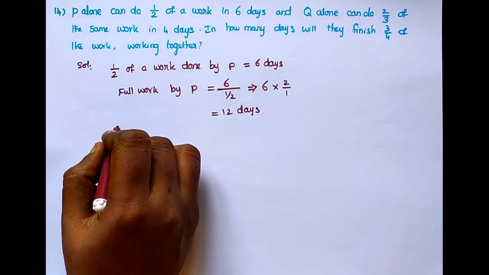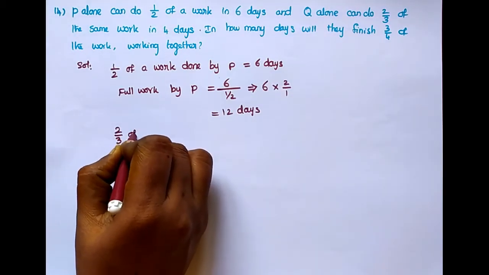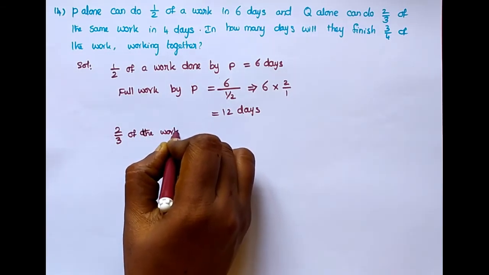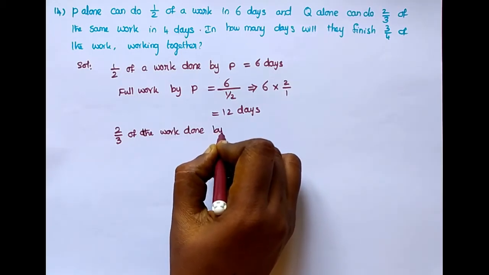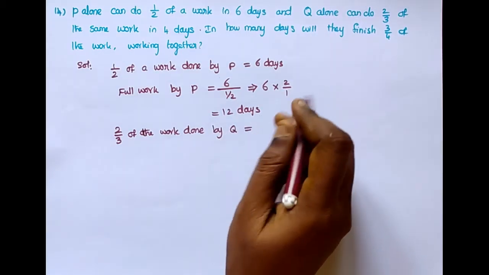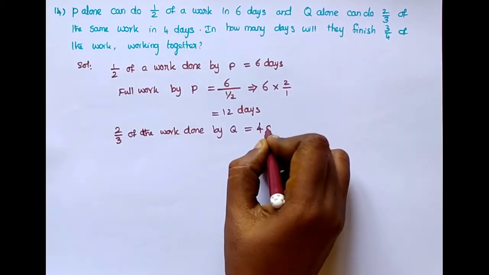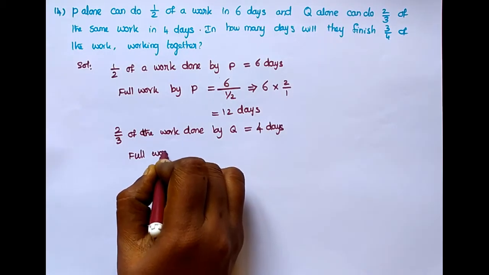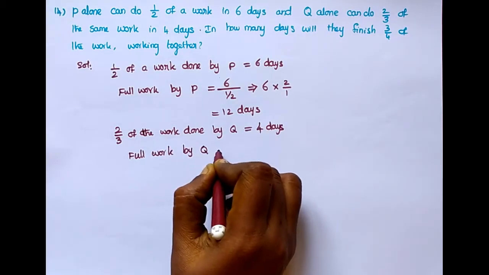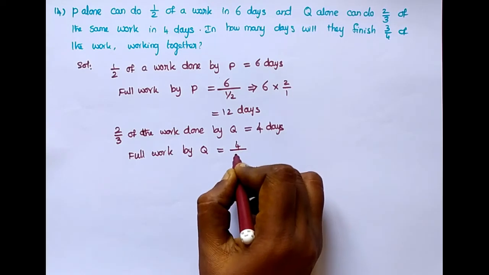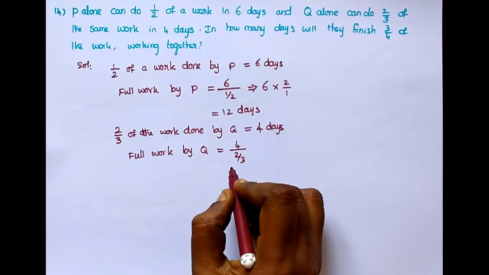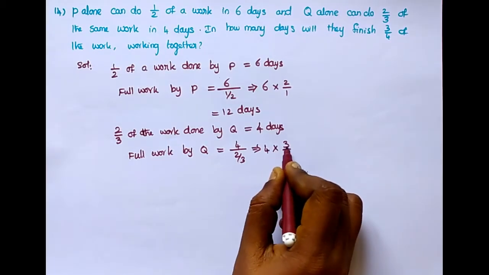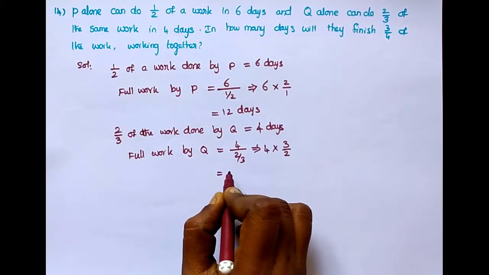And 2/3 of the same work is done by Q in how many days? 4 days. So the full work by Q equals 4 by 2/3. 4 into 3/2. 4 3s are 12, 12 by 2, 6 days.